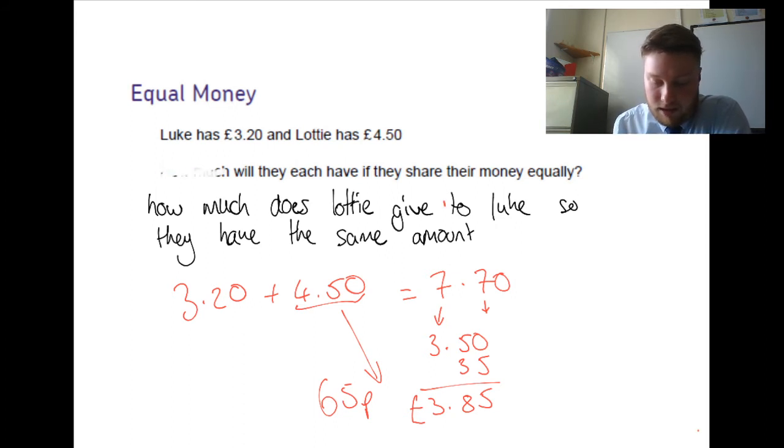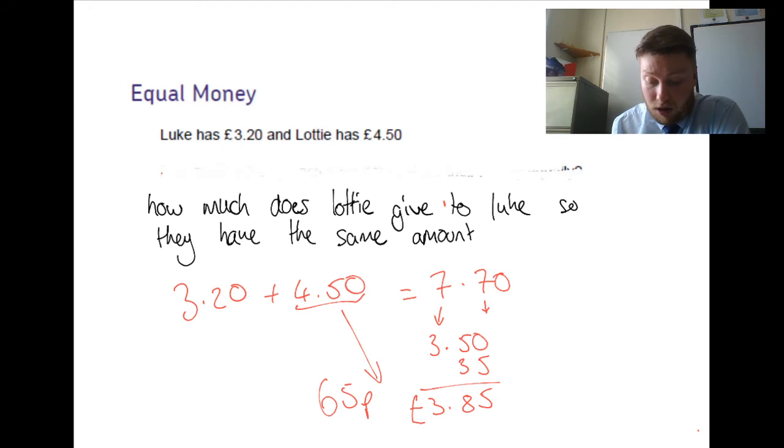this line here, it gets quite difficult, because what a lot of students do that I've seen is, if they're just told this is how much each of the people have, so £3.20 and £4.50, and then they are asked how much does Lottie give to Luke, a very common thing to do is they half this amount, so that would be £2.25, and they give that to Luke. That is the incorrect thing to do. Obviously that would mean that Luke would have far too much money and they wouldn't have an equal amount.